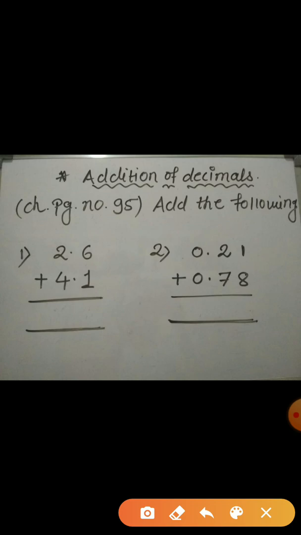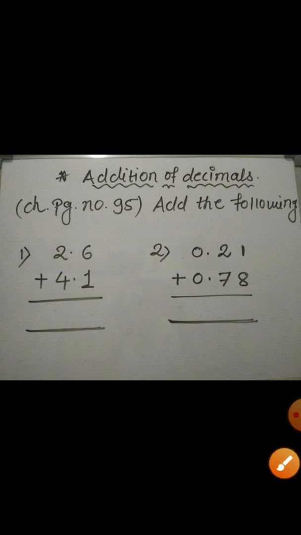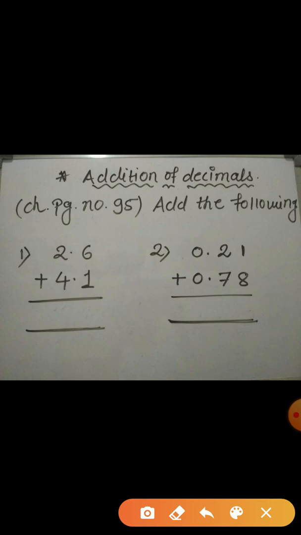See the first example. Here we have to add the two decimal numbers 2.6 and 4.1. We start adding the digits of it from right to left. 6 plus 1, 7. Then the decimal point will come down. 2 plus 4, 6. Hence the addition is 6.7.